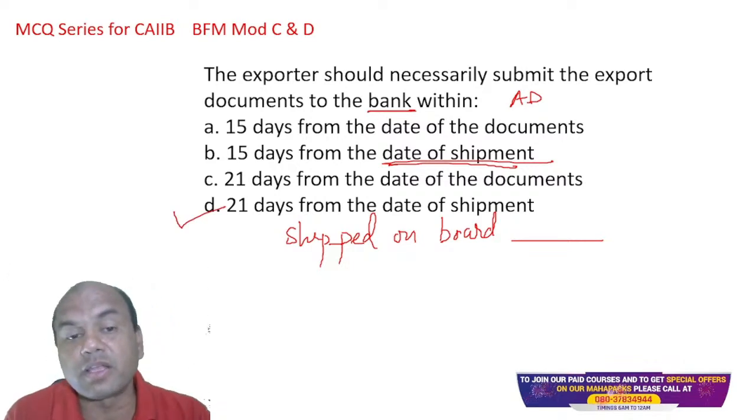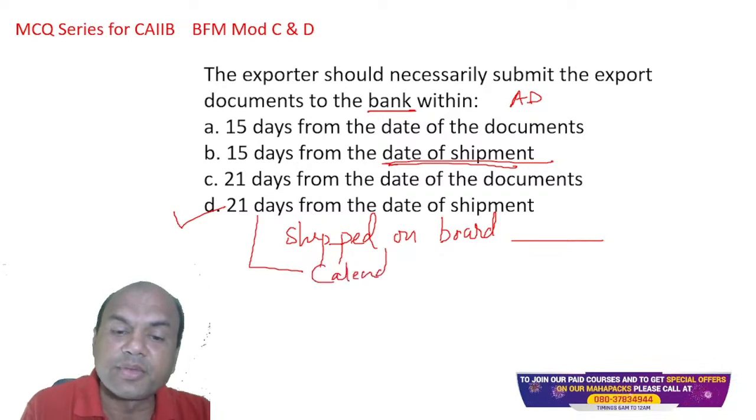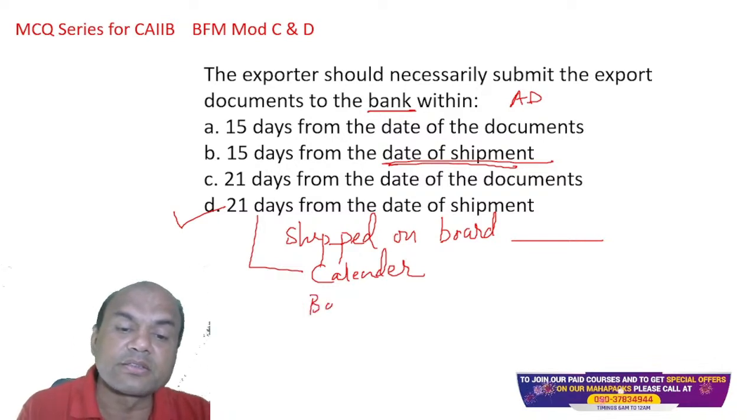Remember, 21, and these days are calendar days. Remember, 21 calendar days. There are 2 kinds of days in banking. One is calendar, second is banking days. Banking days are whenever banks are open.